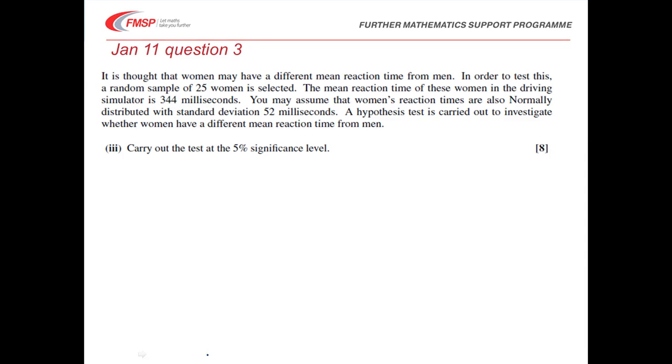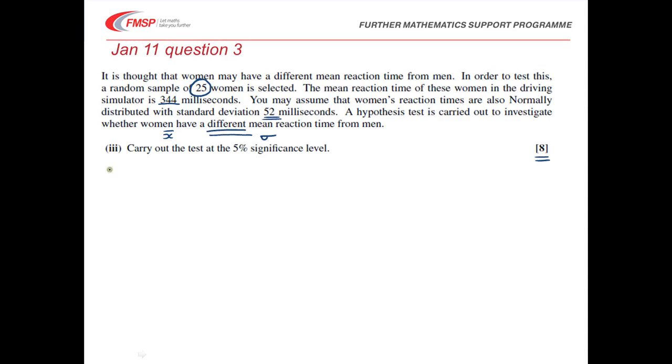So then we're going to a hypothesis test. There are 8 marks here. It is thought that women have a different mean reaction time from men. In order to test this, we take a random sample of 25, and we work out that the mean reaction time of those women is 344. So that's your X bar. You may assume that women's reaction times are normally distributed with a standard deviation of 52, and we're asked to carry out a hypothesis test to see whether they have a different mean.